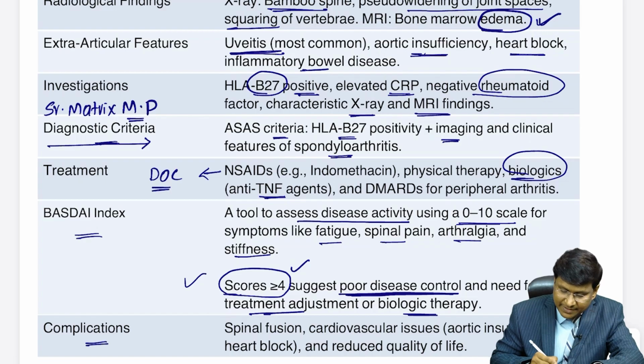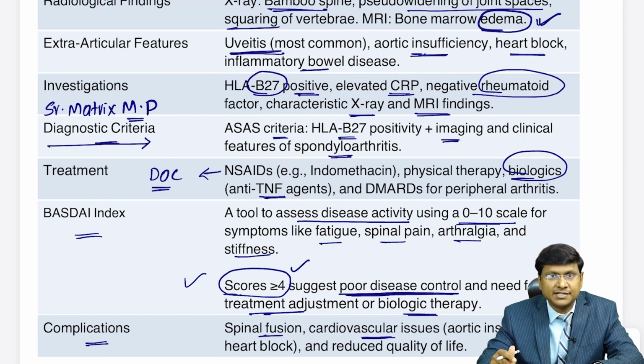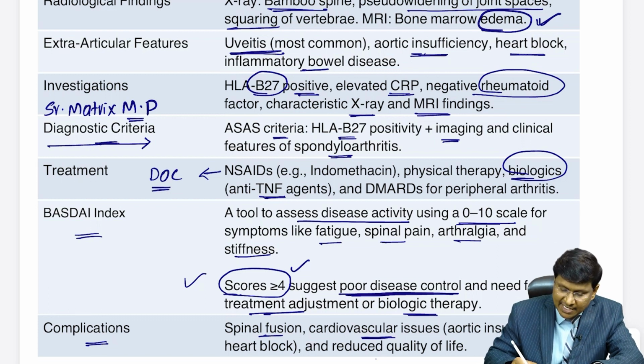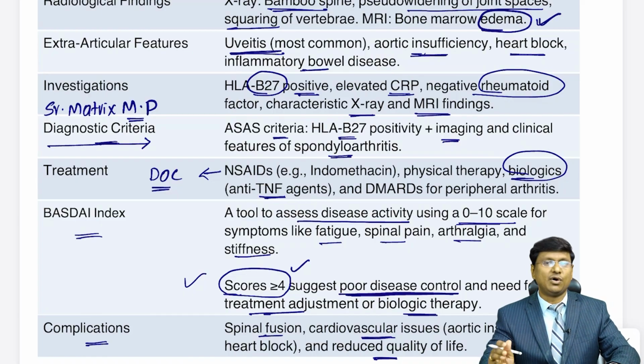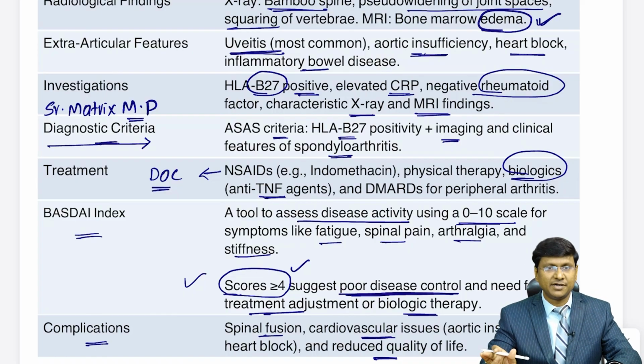Then what are the complications? One is spinal fusion, that is bamboo spine. Next is cardiovascular issues, that is in the form of aortic insufficiency and heart block, and there will be reduced quality of life in patients with ankylosing spondylitis.